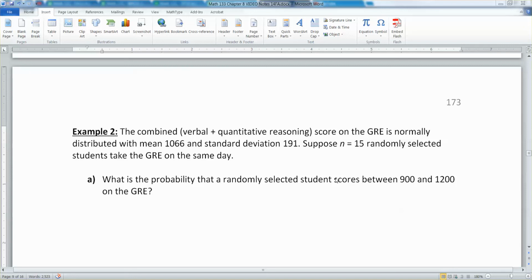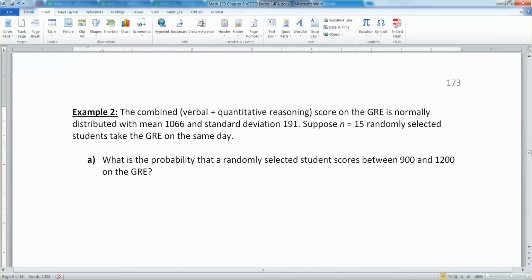The GRE, remember, is a big exam that graduate students need to take before they become graduate students. Suppose you're going to take n equals 15 randomly selected students to take the GRE on the same day. What is the probability that a randomly selected student scores between 900 and 1200 on the GRE?